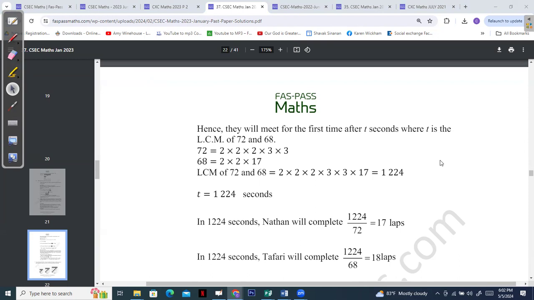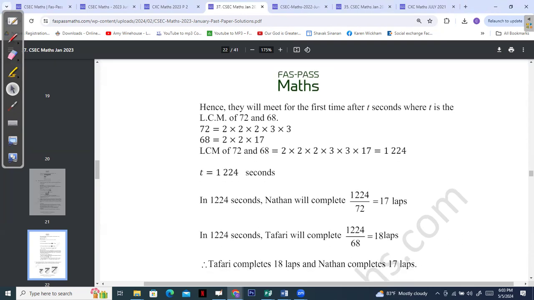Tafari takes 72 seconds for one lap. Nathan takes 68 seconds to run a lap. So what it did is find the LCM of 72 and 68, which is this number here. Because both of them run at different speeds, they take the same number and then divide it by 72 to see how many laps they could get out of it. Everybody see what's going on?